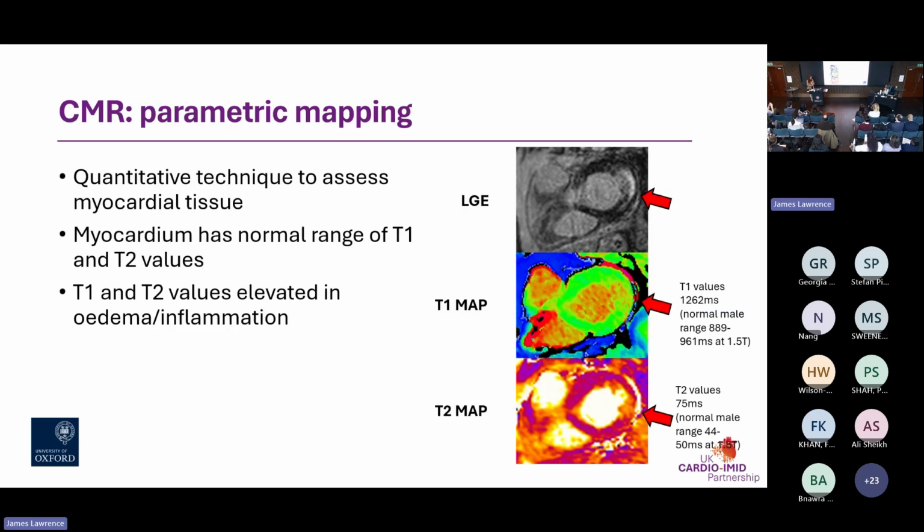Quickly diverting to parametric mapping, which is the edema-sensitive technique. This is a T1 map and a T2 map. Every single pixel has a value in milliseconds, and normal myocardium has a normal range. You can see here a patient who has late gadolinium uptake in the lateral wall, but also has raised T1 and T2 values, indicating active inflammation as well as scarring.